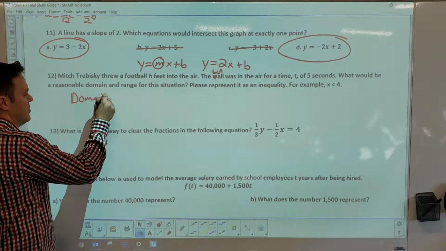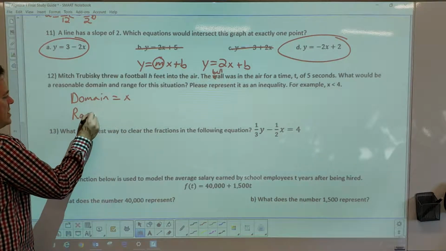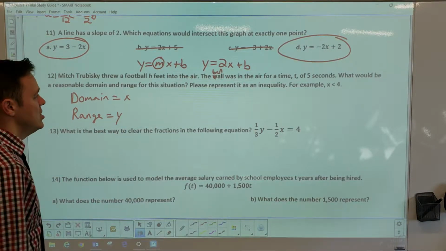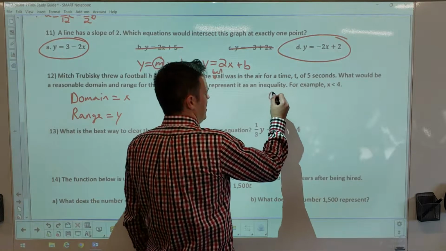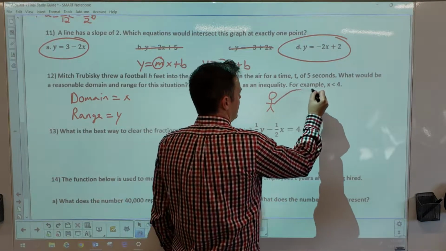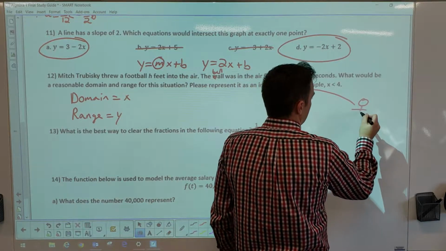Okay, remember what domain is. Domain is the x values. Remember we had DX, and range is the y, so it's DX and RY. So if I were to be a gentleman here, here's my little stick figure gentleman, and I had a football and I threw it. And I threw it to my buddy standing way over here.